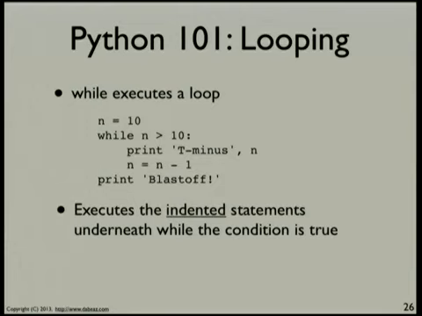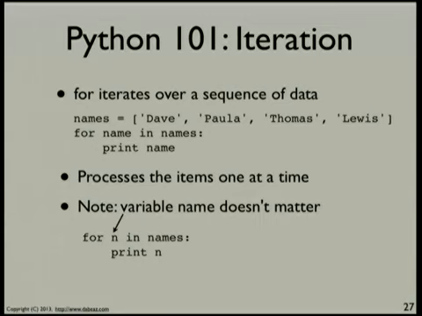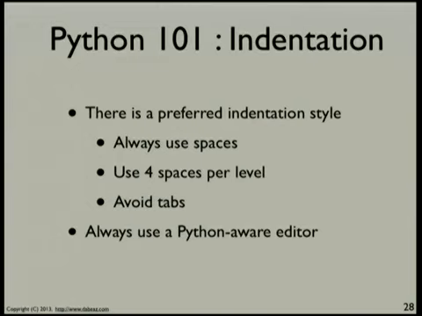If you want to do looping, there are two constructs for that. There's a while loop, which executes the indented statements under it as long as some condition is true. And then there's a for loop, which is used to iterate over data. If you have a list of names or something like that, the for loop will process those one at a time. Just a few notes about conditionals and loops and so forth.